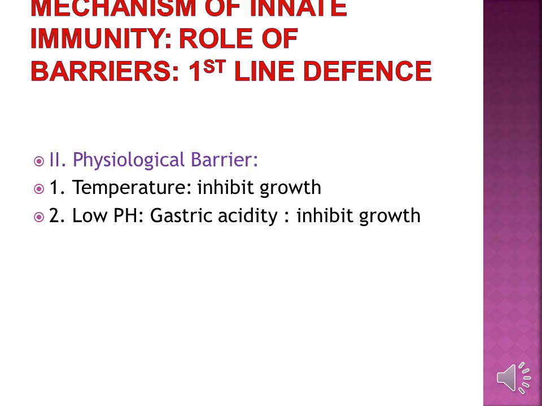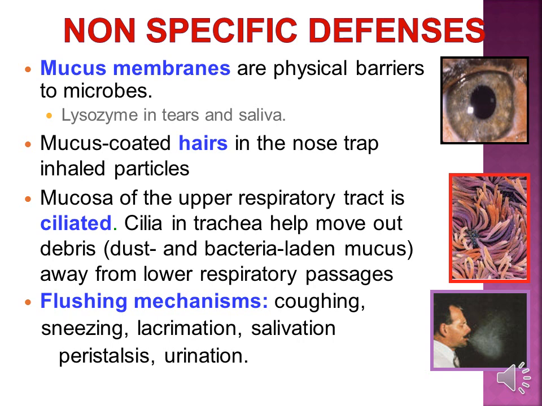Then physiological barrier, so temperature inhibits growth of bacteria. Low pH, that is gastric acidity, inhibits growth of bacteria. So here you can see examples of non-specific defenses. Mucous membranes are physical barriers to microbes. Lysozymes are present in tears and saliva. Then mucus-coated hairs in the nose trap inhaled particles.